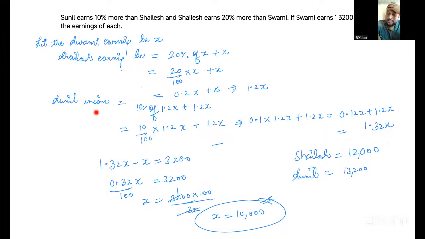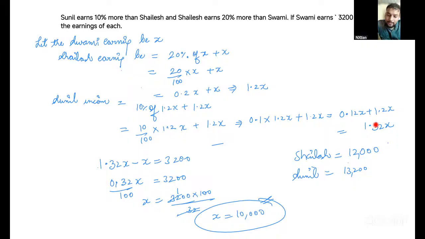Now Sunil's income is basically 10% more than Shailesh's. So 10% of Shailesh's income plus Shailesh's income, so that we can get Sunil's income. So 10% of this, and if I solve it, I will get the answer as 1.32 times X. X is basically Swami's income. So they all are interconnected. Okay, guys, did you understand? Abigail, Pritya, Jashan, Joshua, Simeon. Yes.